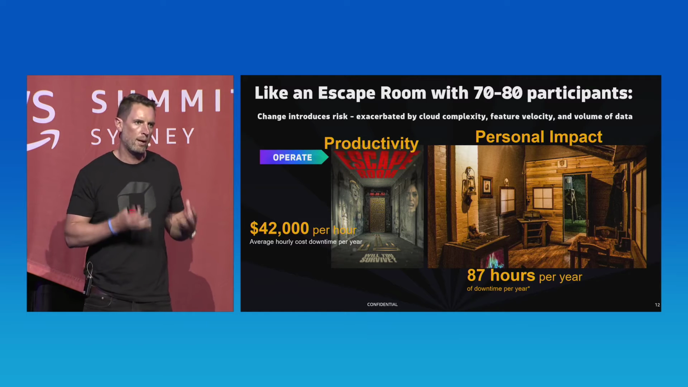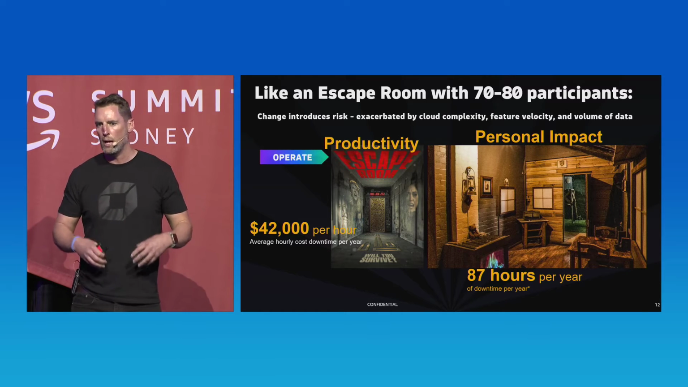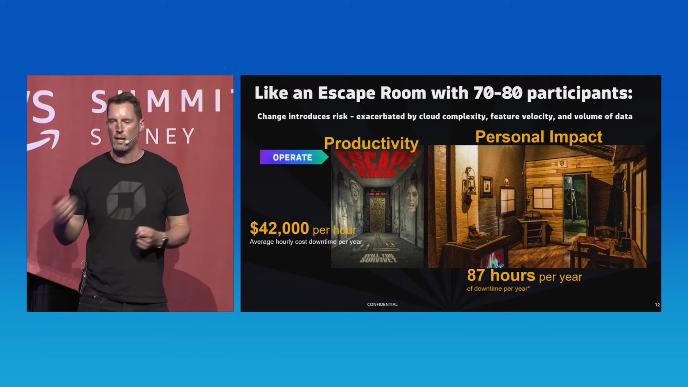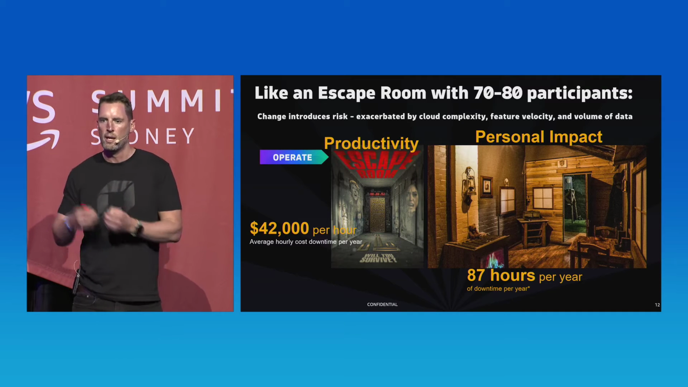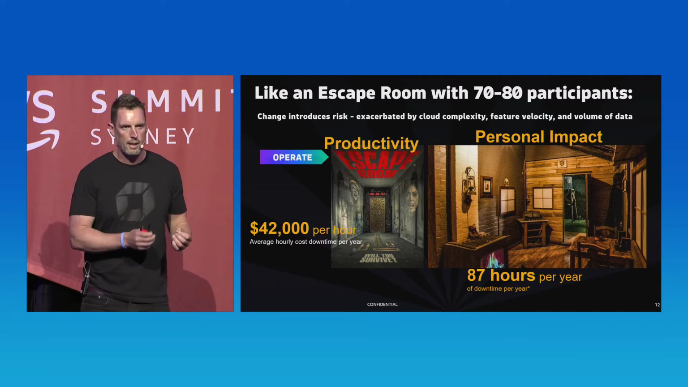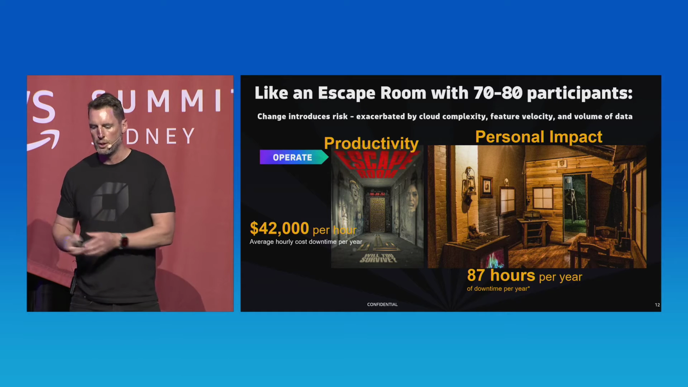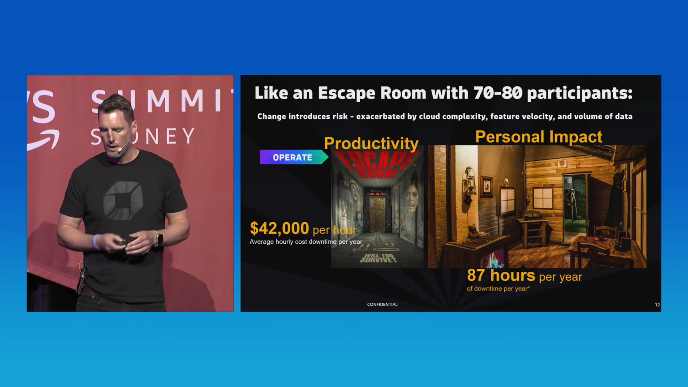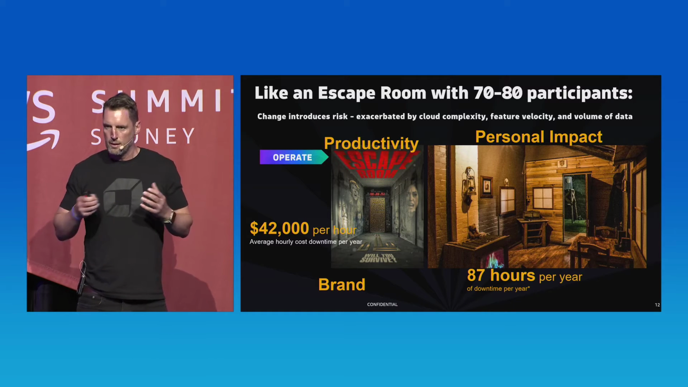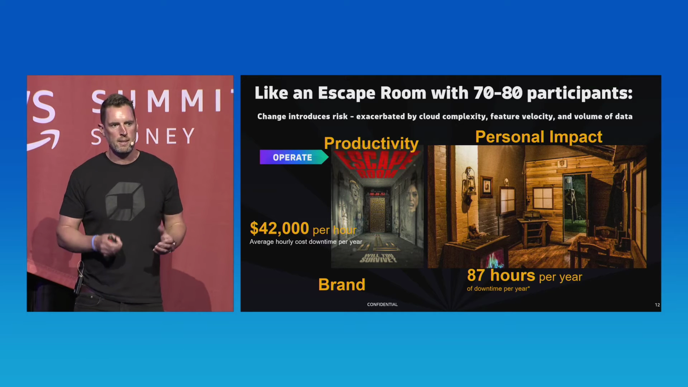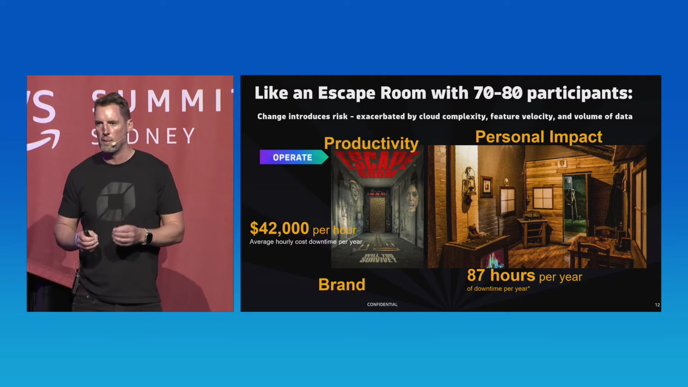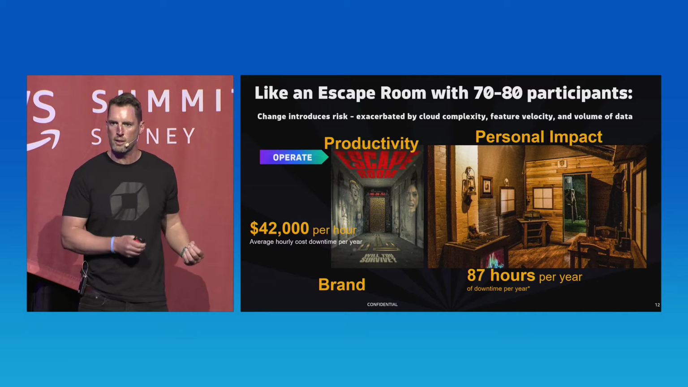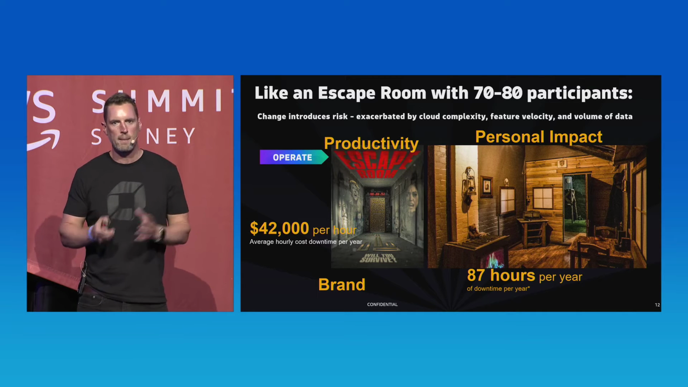Then we consider the productivity impact to our technical teams, our SREs, our developers, our engineers. Instead of working on new features, committing code, and innovating, they're fighting fires, fixing problems, and troubleshooting. And there's the brand impact, because our customers expect software to work perfectly the first time, all of the time, and if it doesn't, there are real negative consequences in terms of our brand and brand perception.